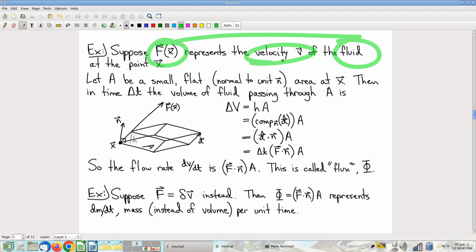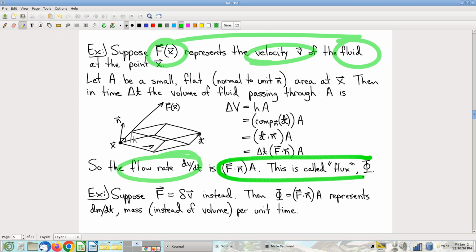And what we found is that the flow rate, just volume of fluid per unit time, is then computed by this really interesting quantity called flux, which is computed by this formula F dot n times A. And then we found that now there's a different point of view on fluid flow, and maybe we'll want to account for the fact that some fluids are more dense or less dense. And if you use this as a way to represent fluid flow, you put this extra factor, density, in there.